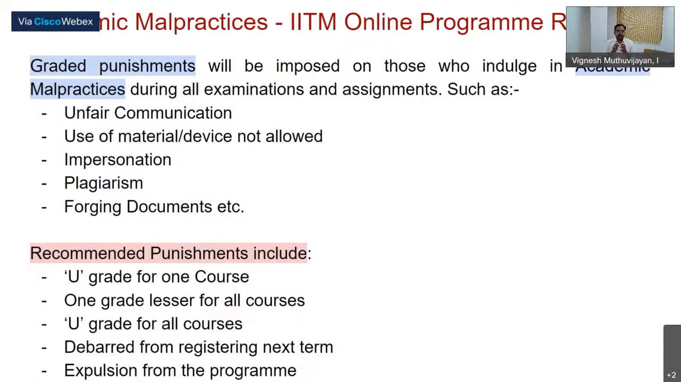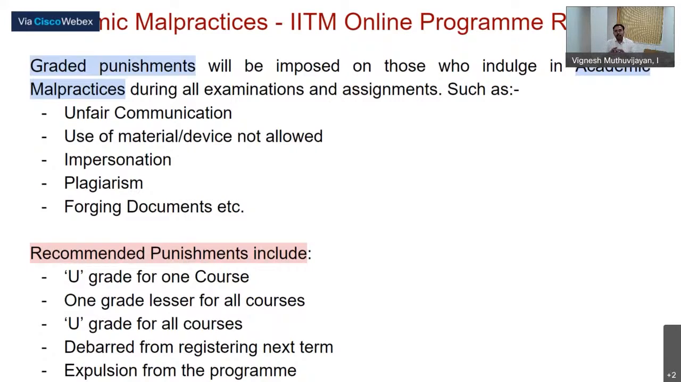Some of these are unfair communication, use of material or device that is not allowed, impersonation, plagiarism, forging of documents, etc. Depending on the severity of your malpractice, there will be a much more severe and stringent punishment. The recommended punishments include U grade for one course, one grade lesser for all courses, or U grade for all courses, or being debarred from registering for the next term, and even expulsion from the program.